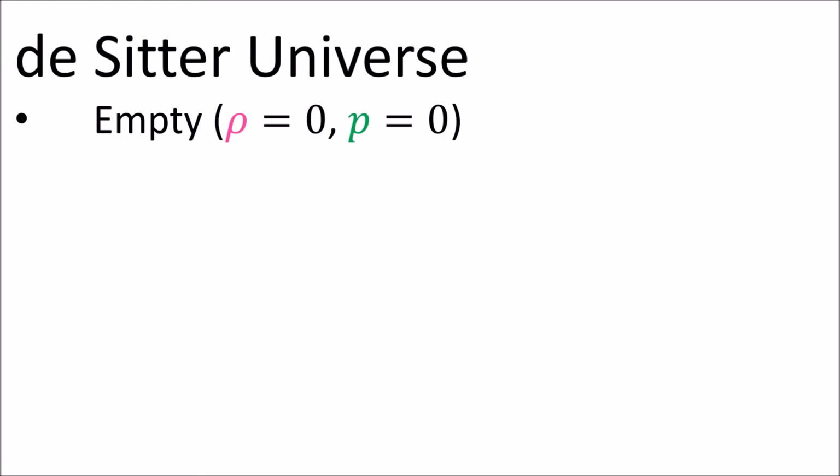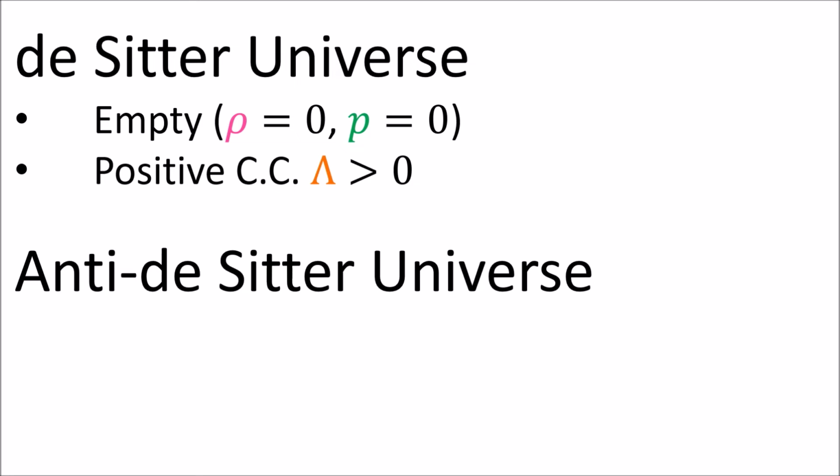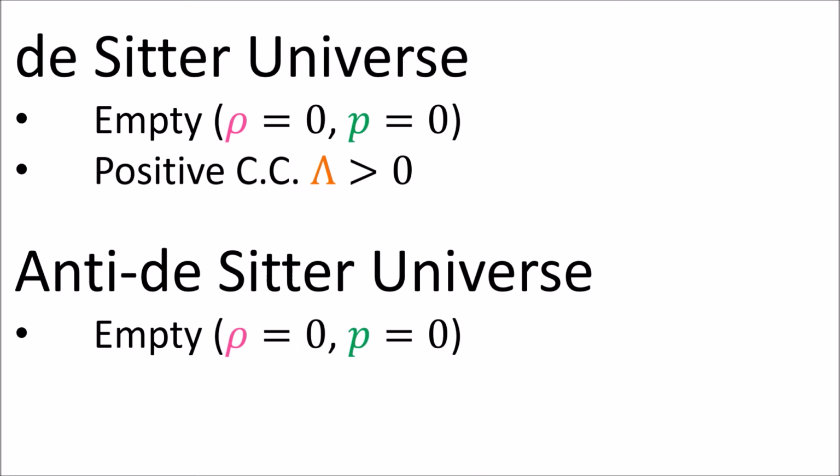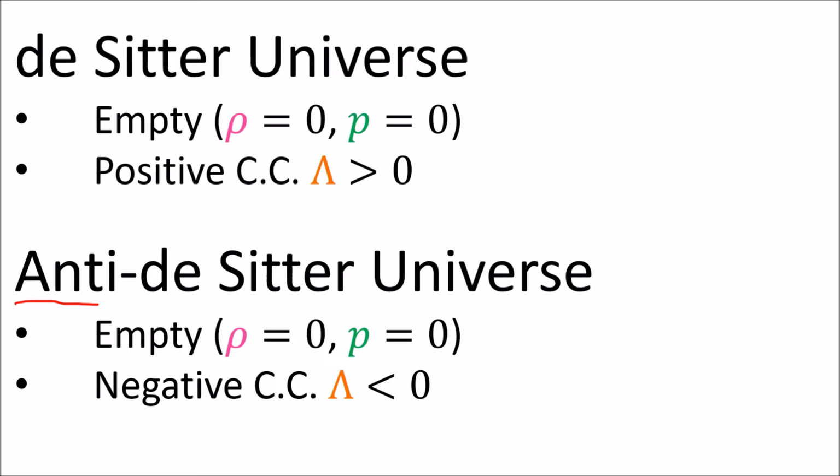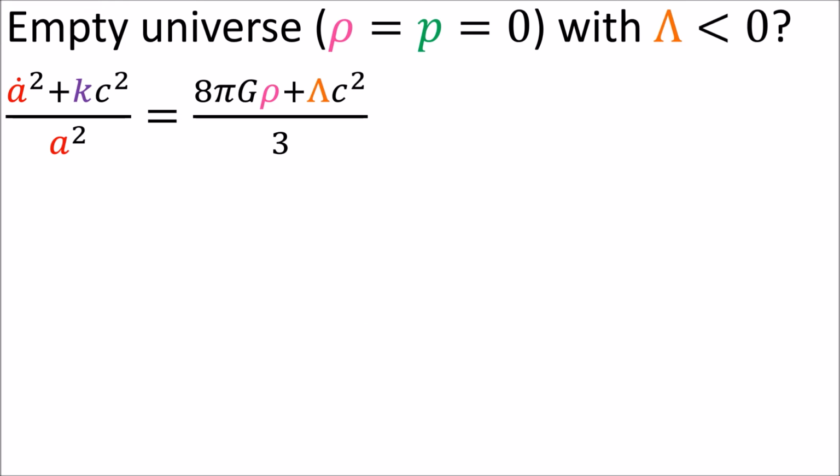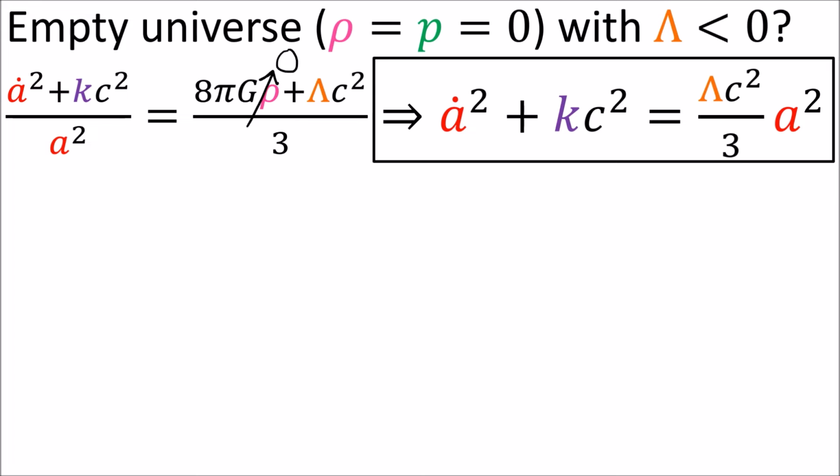So the de Sitter universe we just described was an empty universe with a positive cosmological constant. We could also ask what an empty universe with a negative cosmological constant looks like. This is called the anti-de Sitter universe. So looking at our first Friedmann equation with 0 density, we get this equation.